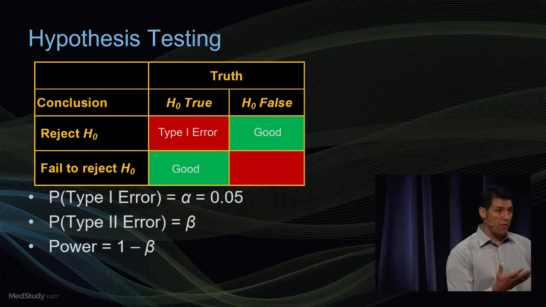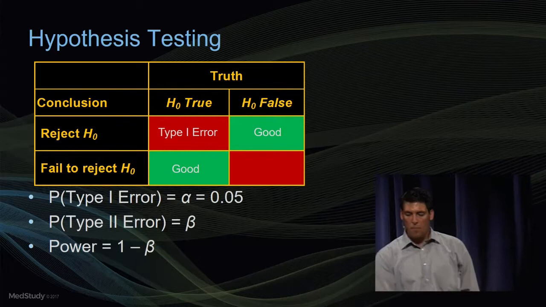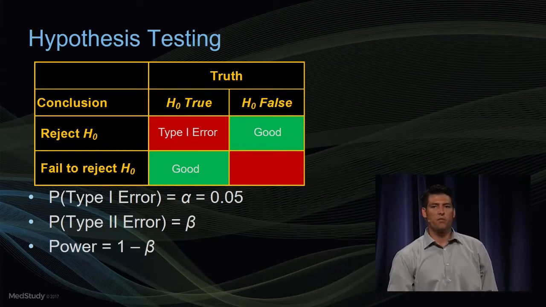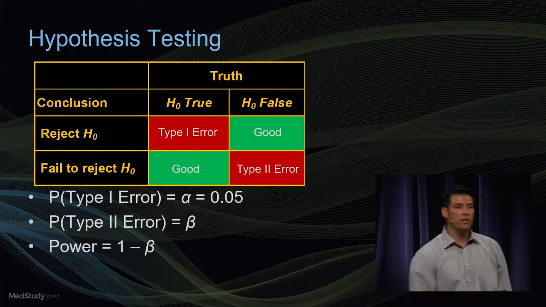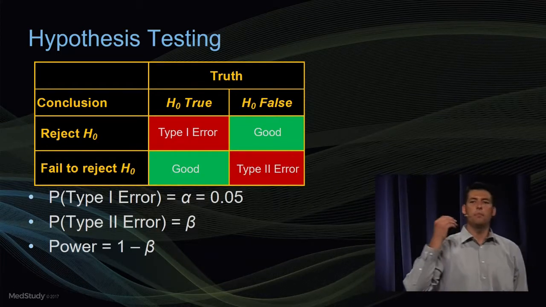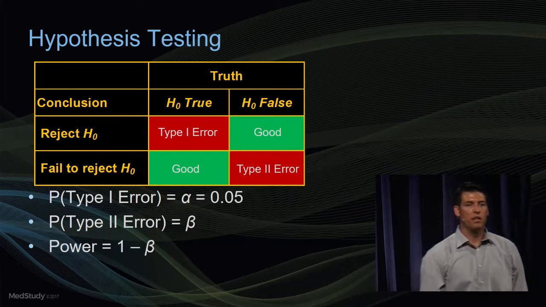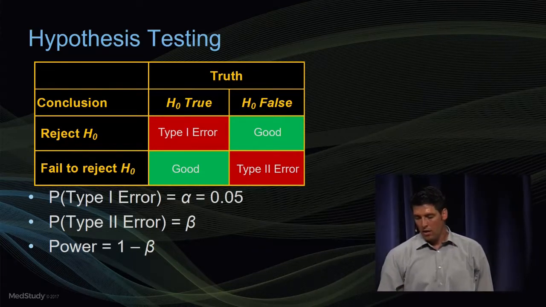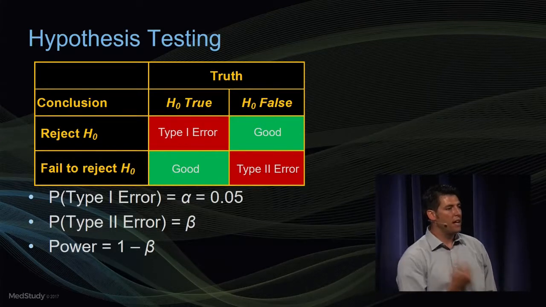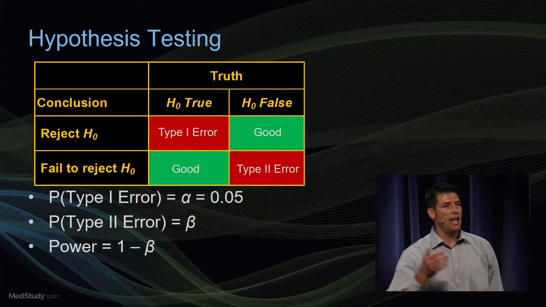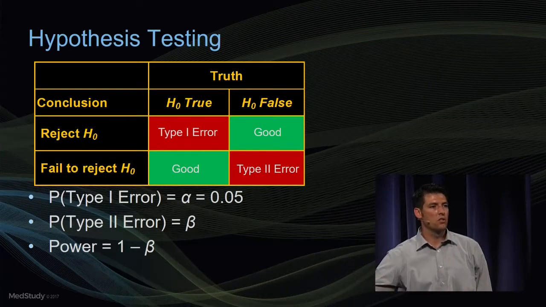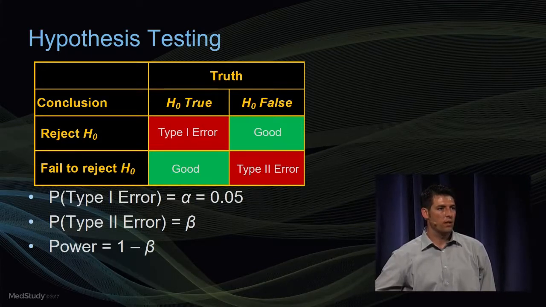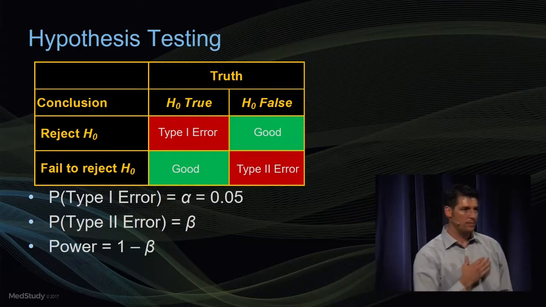Okay, and then we have another error. What if we fail to reject the null hypothesis when the null hypothesis is false? Because statisticians lack creativity, we call this the type 2 error. I think we really missed an opportunity to get interesting with these names. But this is the probability of failing to reject the null hypothesis when the null hypothesis is really false. We often call that beta.